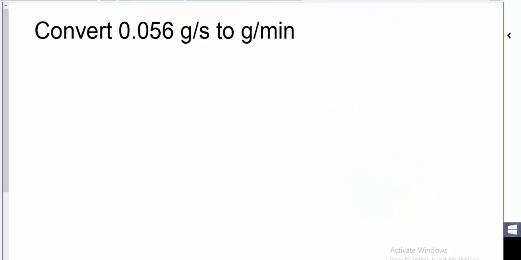Let's do another example. This one does not combine addition and subtraction, but I want to go back to some conversions that we did earlier on in some of the first lessons, and now think about our sig figs when we come to putting our answer down on paper. So here's the question we have. Convert 0.056 grams per second to grams per minute.